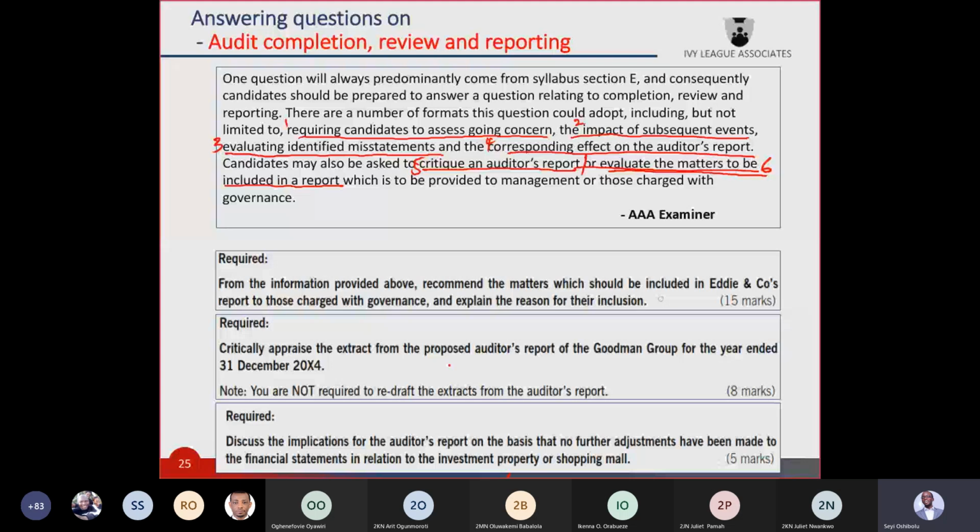That's not small. So you don't answer a question like this just giving opinion, view, or just going straight to conclusion. You pick the issue. You pick why the issue is important. You discuss why it has to be communicated to those charged with governance.